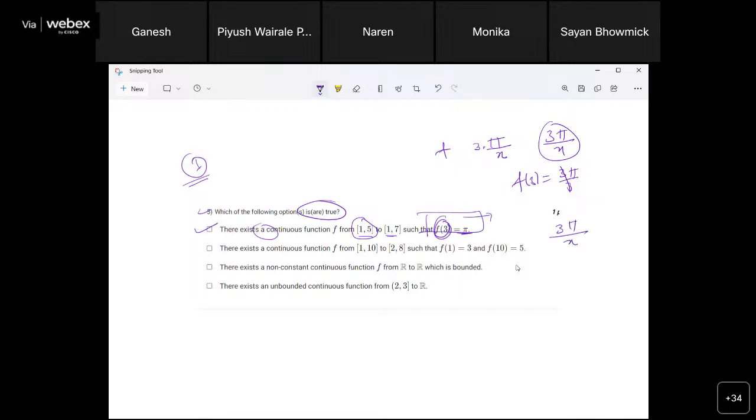It means if I put x equals 3, I will get pi. Now just try to put any value between 1 and 5. Already put 3, right? So just try to put 4. So 0.75 into pi. So basically it will lie in this range only, right?